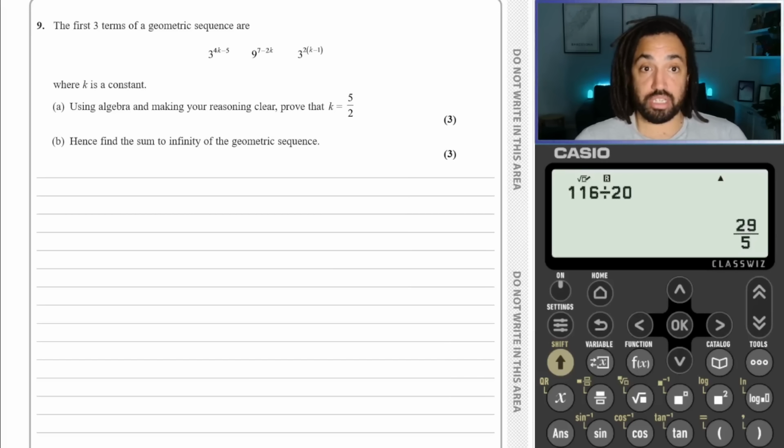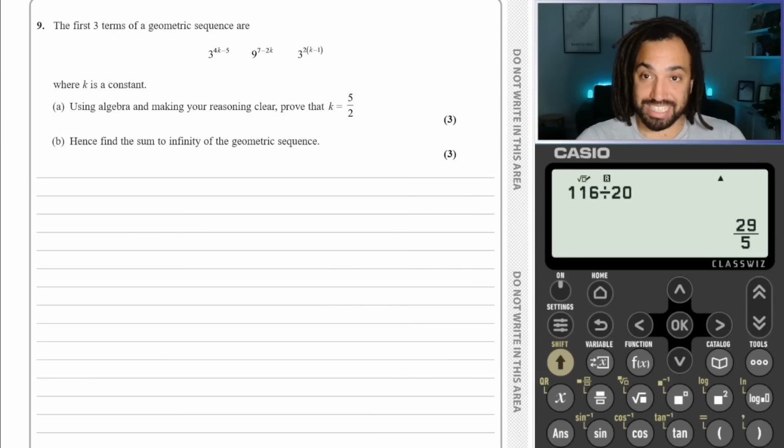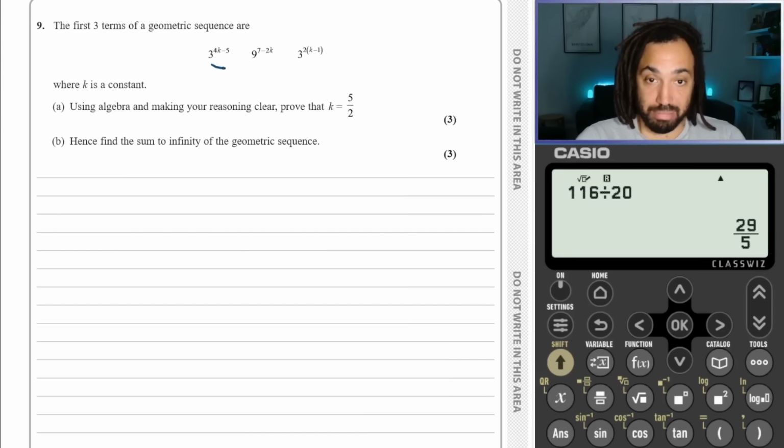Okay, we've got the first 3 terms of a geometric sequence. So that means if it's a geometric sequence, then to get from the first term to the second, you have to times by the common ratio, and to get from the second to the third, you have to times by the common ratio as well.